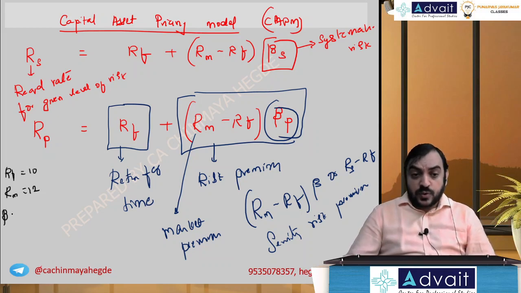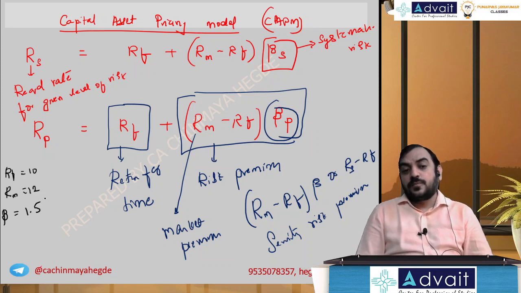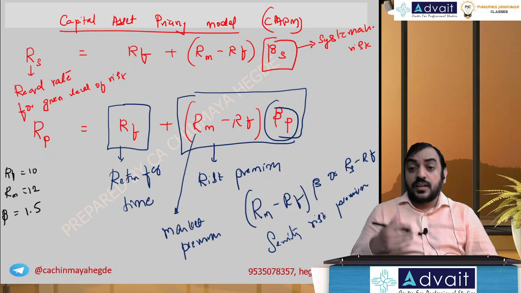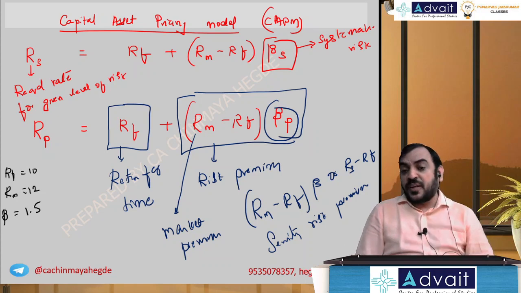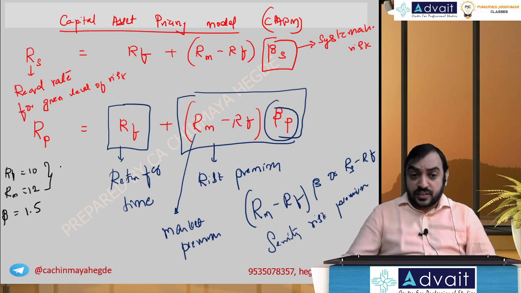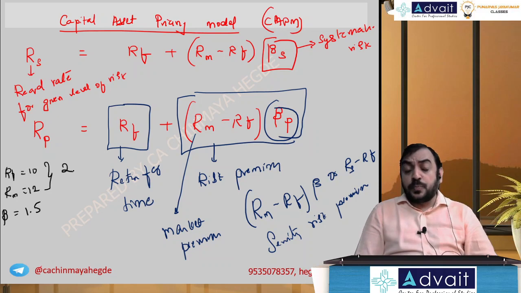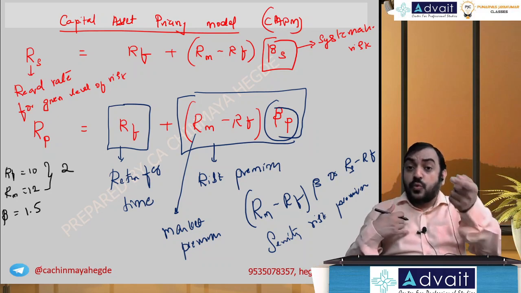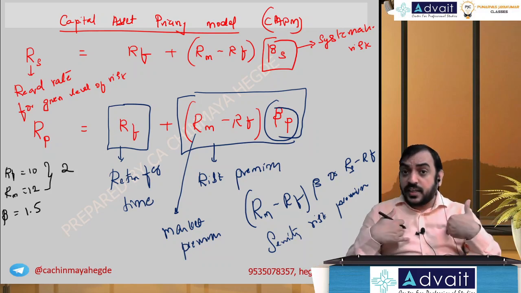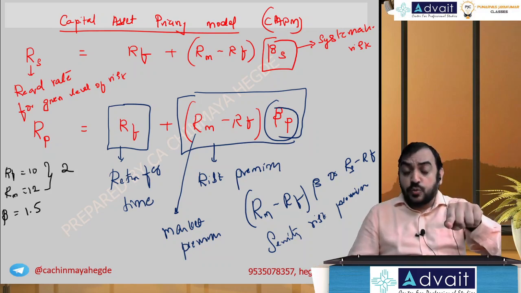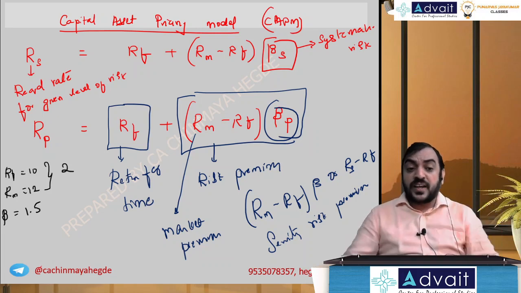But if beta equals, let's say, 1.5, what does beta equal to 1.5 mean? If the market moves by 1%, then the security will move by 1.5%. How much return is the market giving for taking risk? How much is the market premium? 2%. The market is giving 2% for the market movement. I am taking 1.5 times the risk of the market. I am taking more risk than the market, so I need more return than the market. So if the market gives me 2%, my security should give 1.5 times of it.